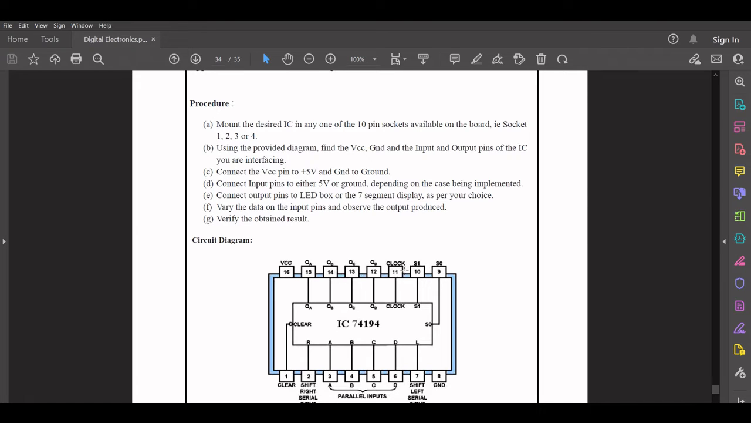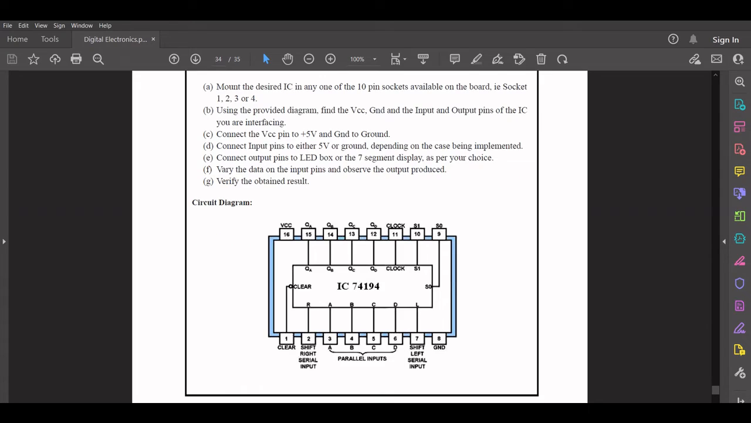You'll have to connect pin 11 to the onboard clock, and you'll have to connect pins 9 and 10, that is S0 and S1, depending on what requirement you have. If both these pins, S0 and S1, are connected to 0, then the status of the register will be on hold. If S0 is 1, then the data is shifted towards the right. If S1 is 1 and S0 is 0, the data is shifted to the left. And if both of them are connected to plus 5 volts, then the status of the shift register is on load.